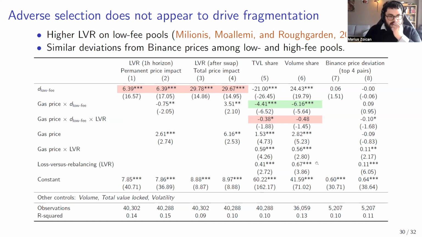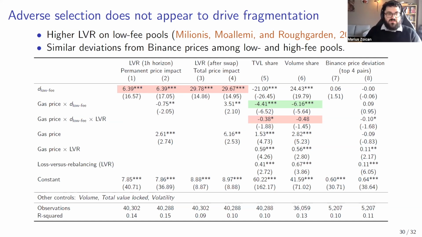But if we're doing a sort of double interaction between our main effect, how gas price impacts liquidity and volume shares on low and high fee pools, and if we're interacting this with LVR, we see that the coefficient goes in the same direction as our main story, but the effect is much more muted. So we're really thinking that what we're finding comes from the fixed cost and not necessarily through the adverse selection channel, because this is maybe like 10 times smaller.